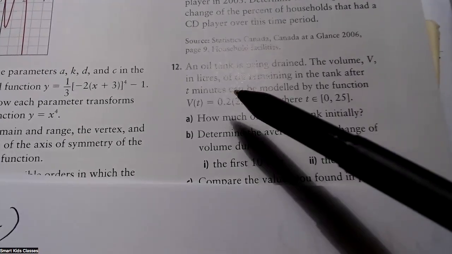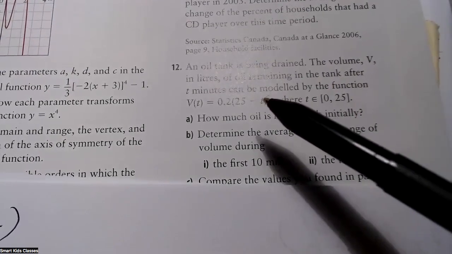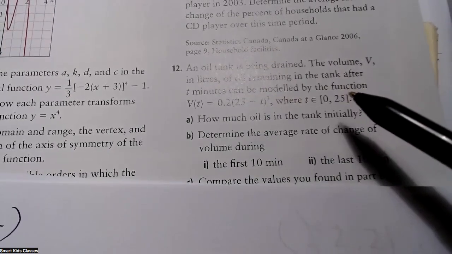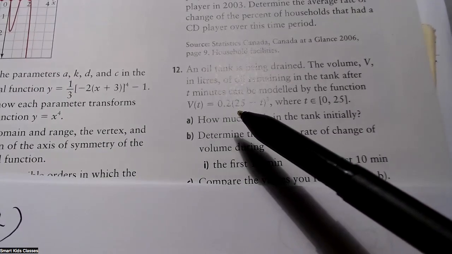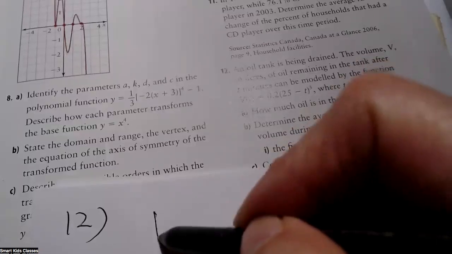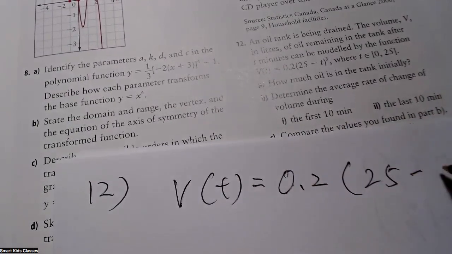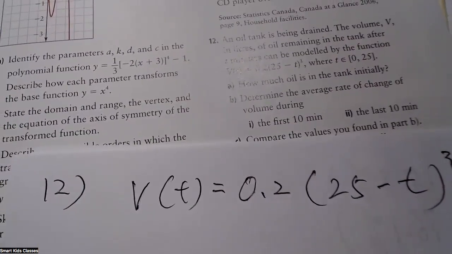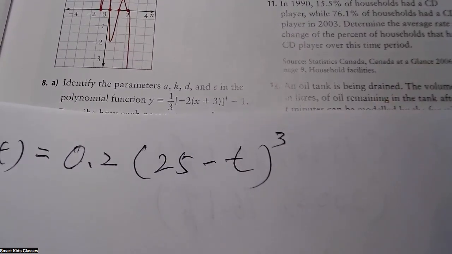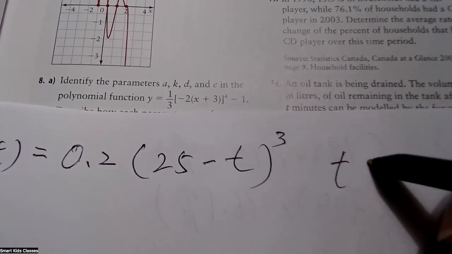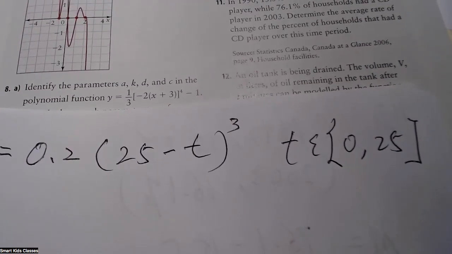For question 12, an oil tank is being drained. The volume V in liters of oil remaining in the tank after t minutes is given by this function. So we're going to write the equation: V(t) = 0.2(25 - t)^3. Now, which interval are we looking for? The interval for t is from 0 to 25, 0 minutes to 25 minutes. That's the interval we are looking for.